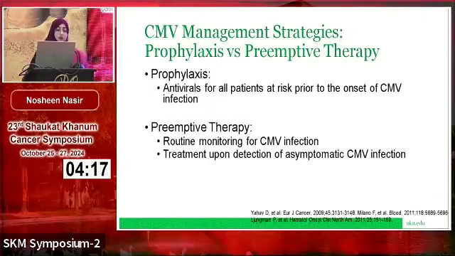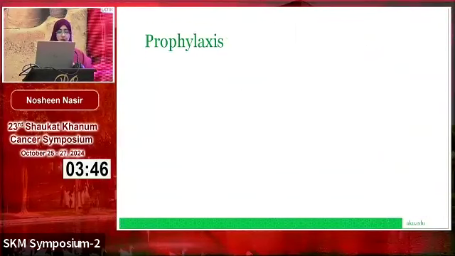So let's talk about the management strategies. So there's prophylaxis and preemptive therapy. Prophylaxis is giving antivirals to all the patients at risk prior to the onset of CMV infection. Preemptive therapy is routine monitoring for the infection. So you monitor weekly, you check the viral load, and you treat upon the detection of asymptomatic CMV infection based on a pre-decided threshold.